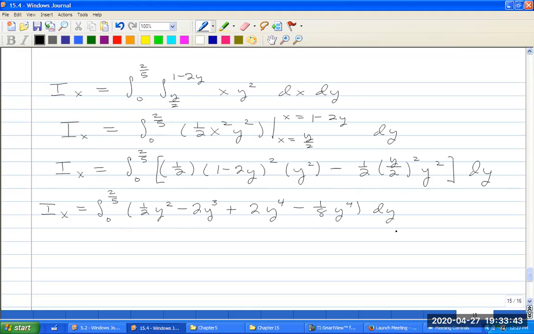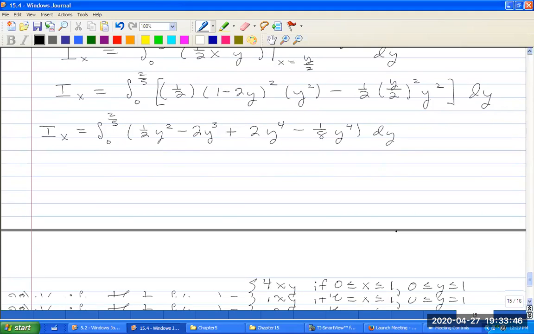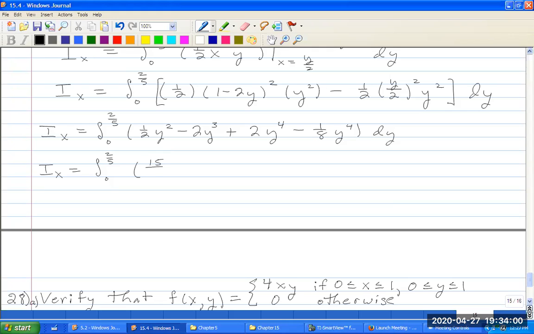So this is equal to the integral from 0 to 2/5 of y to the 4th. So that's 16 minus 1 is 15 over 8 y to the 4th. That looks familiar. Minus 2y cubed plus 1/2 y squared. And now let's integrate this.